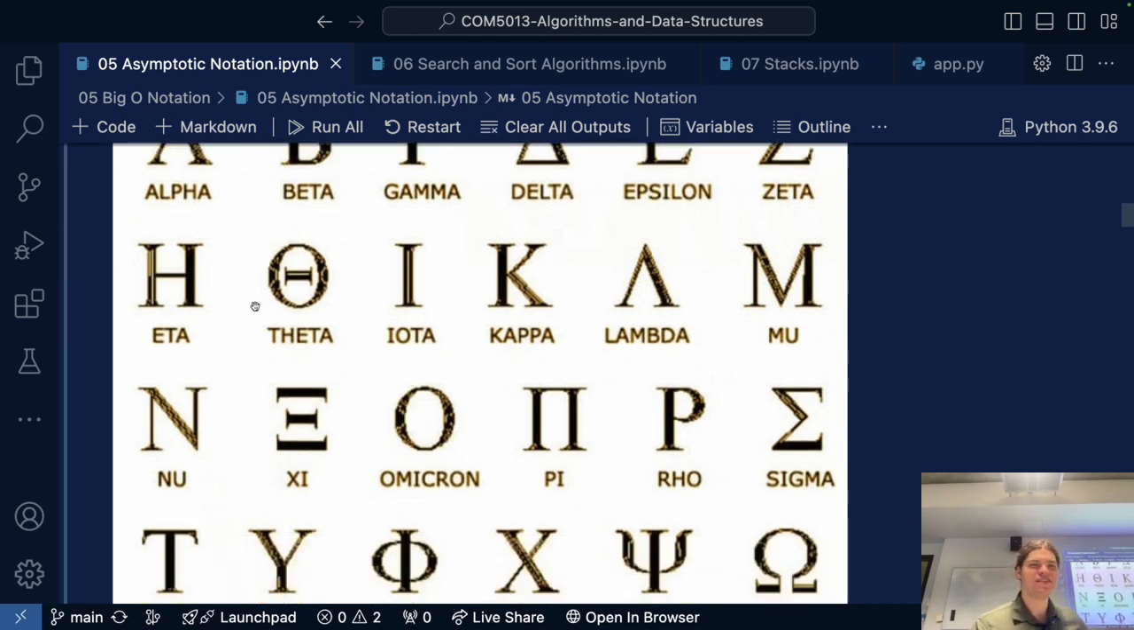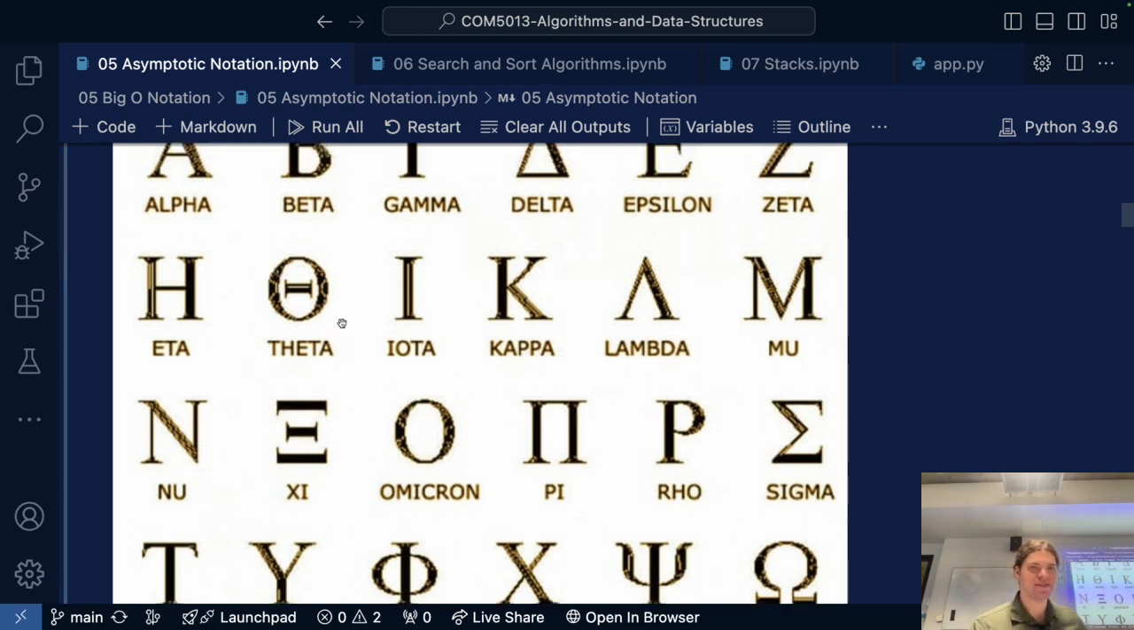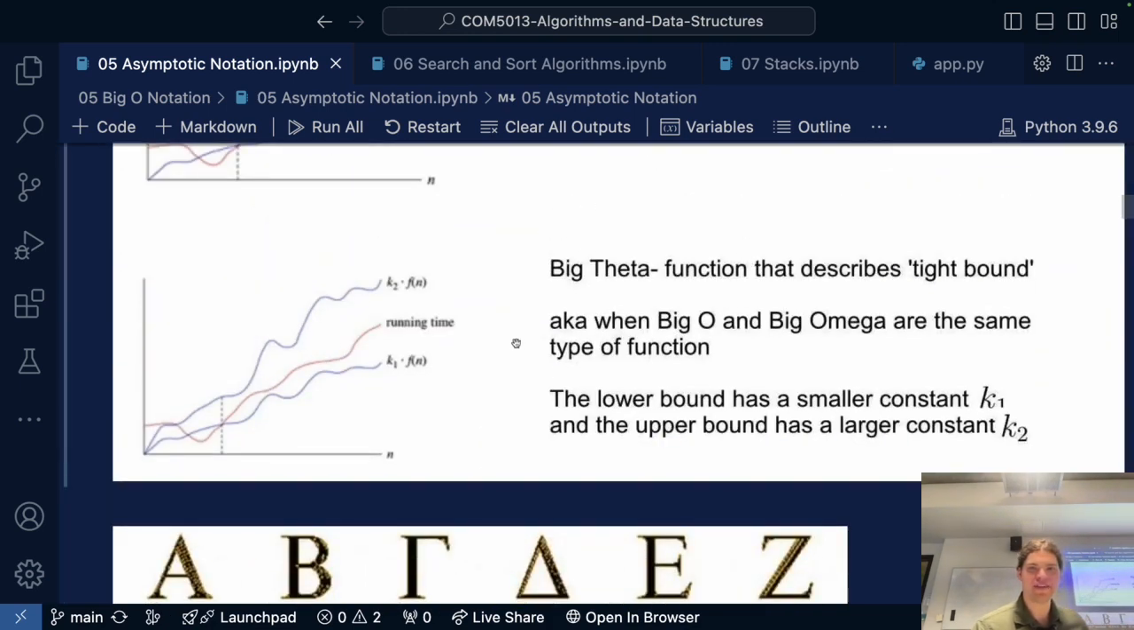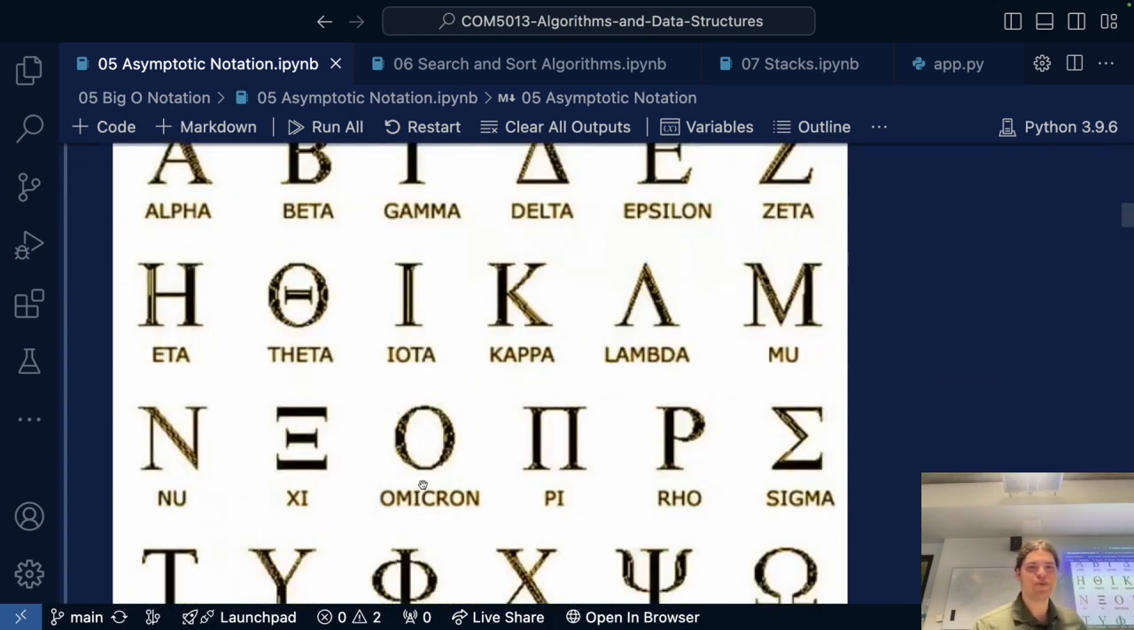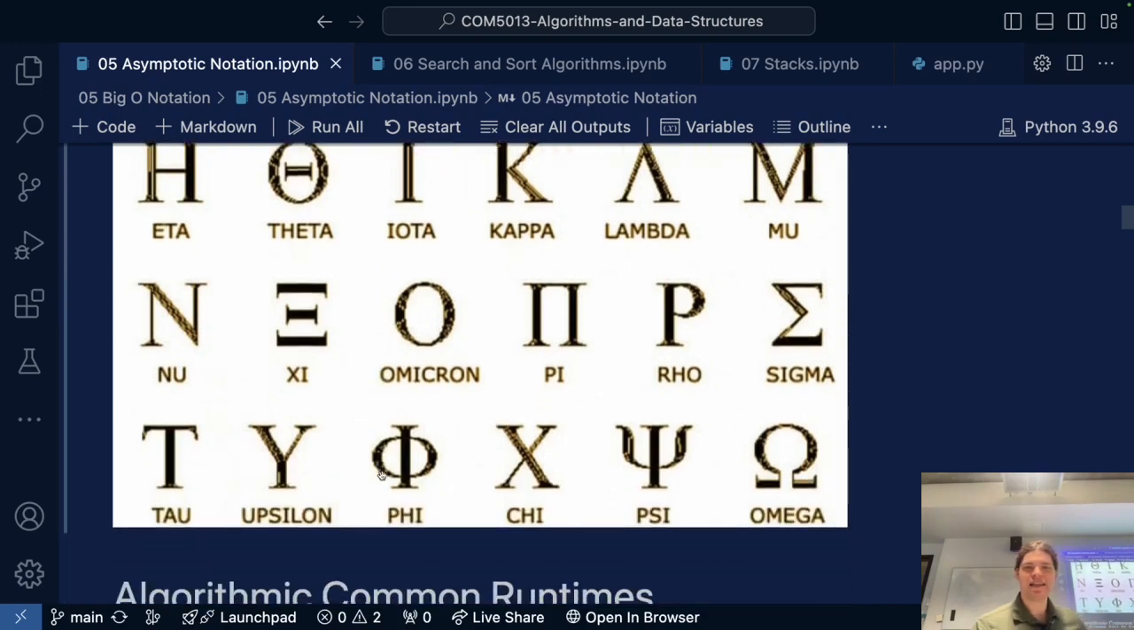We've just seen theta. There we go, that's our asymptotically tight bounds. That's big theta here. O for omicron, that's big O. And then we had omega, didn't we, for the best case. All right, so that's really where these symbols come in.